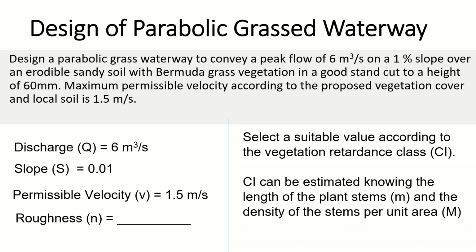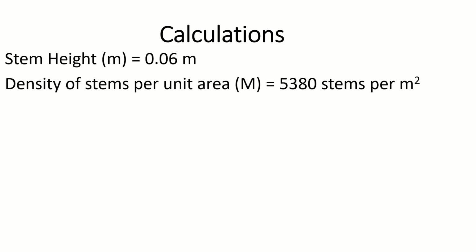Okay, so this CL can be estimated knowing the length of plant stems and the density of stems per unit area. So we will get value of vegetation retardance class instead of N. Okay, and it is estimated if you know the length of the stems and density of stems per unit area. So let us design. Now stem height is 0.06 meters. Yes, it is given to us 60 millimeters which is equal to 0.06 meters.